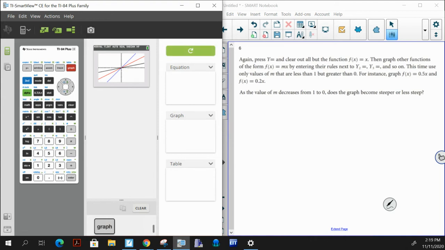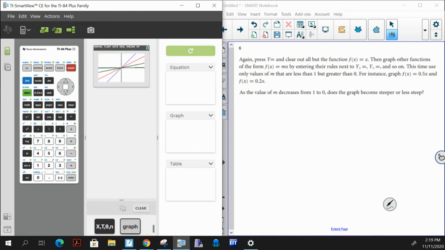Let me try something a little crazy. Let's go y equals. I'm going to use a green line so it shows up. Let's try a fraction. Let's try 1/50th. Wow, that's a tiny little fraction, isn't it? Okay, that's what happens when I graph that.